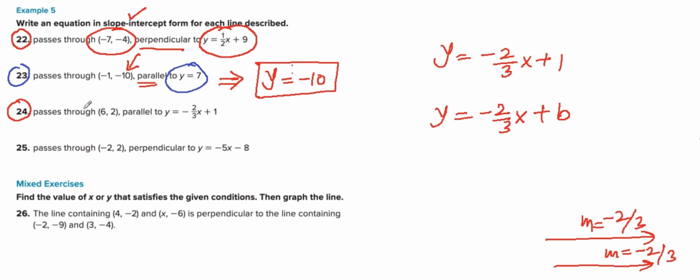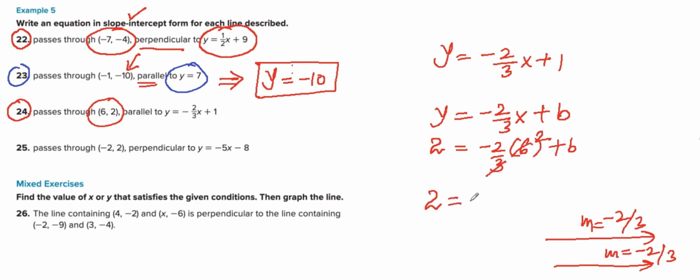So x and y are given, 6 and 2, substitute 6 and 2. Y is, minus 2 over 3 times x, which is 6, plus b. So 6 divided by 3, if you solve it, what do you get? Minus 4, because 3 twos are 6.